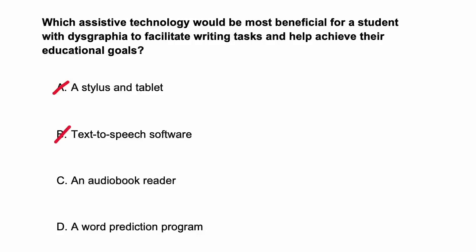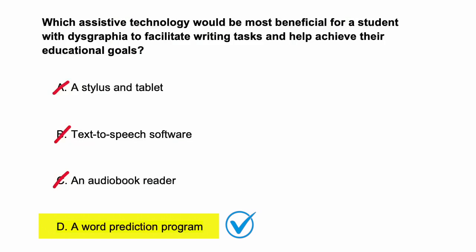Option B is incorrect since text-to-speech software is not directly beneficial for writing tasks, making it less relevant for addressing dysgraphia. Option C is also incorrect. Although an audiobook reader is useful for students with reading disabilities, such as dyslexia, it does not assist with writing tasks, which is the primary challenge for students with dysgraphia.